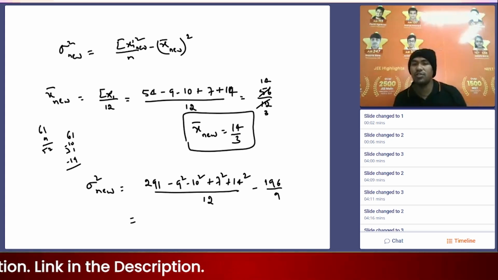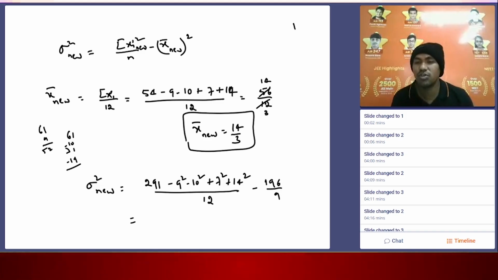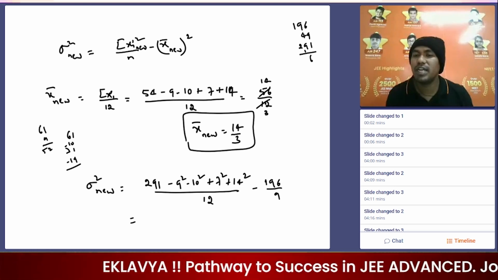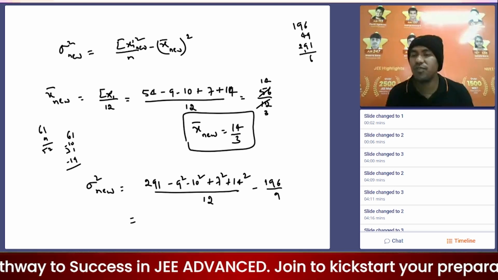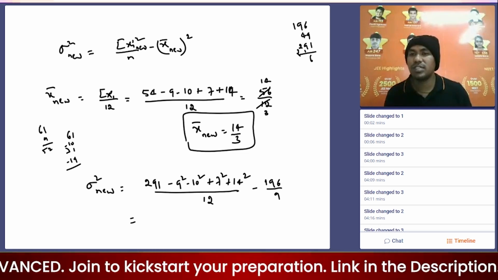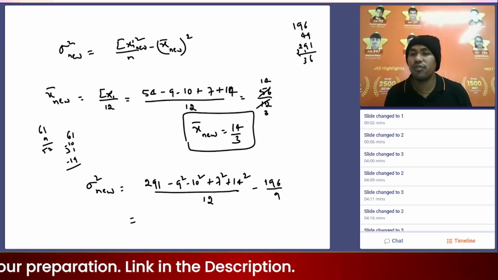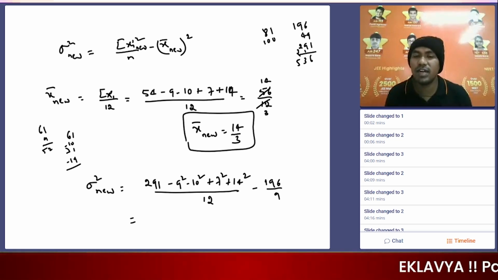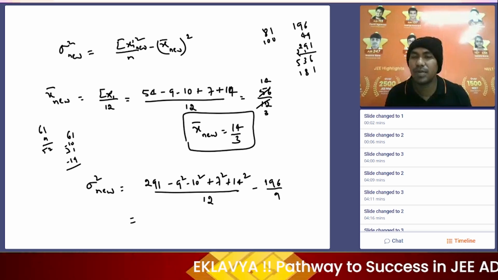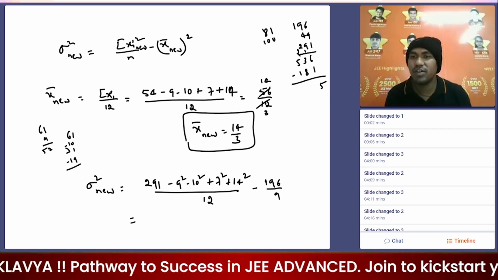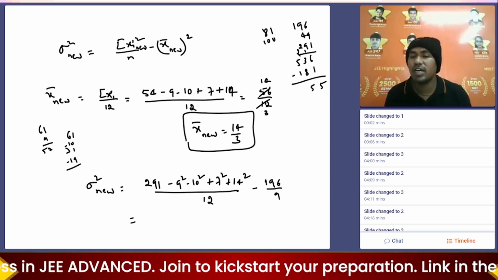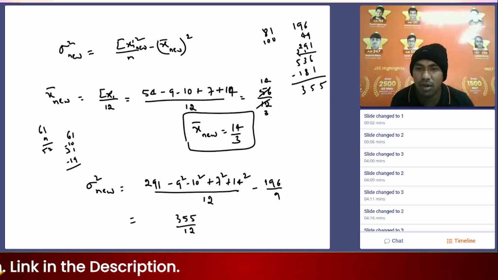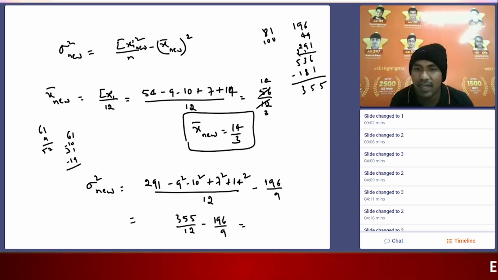Now if you simplify this value, 7 square is equal to 49, 14 square is equal to 196. 196, 49 and 291: that will be 10 plus 6, 16, and 10 plus 4, 14, 14 plus 9, that will be 23, and 2 to 4, 4 plus 1, 536 you are getting. 536 minus 9 square is 81 and 10 square is 100, that means you need to subtract 181. Then you are getting 355 upon 12 minus 196 upon 9.